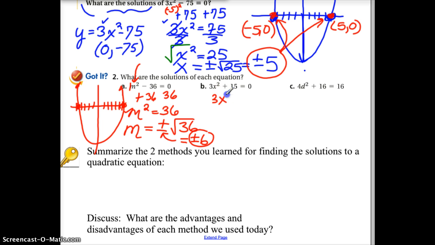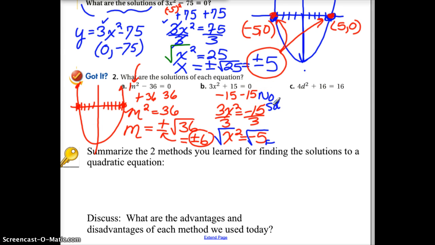I get 3x squared plus 15 equals 0, and all the work here. I would subtract 15, 3x squared is equal to negative 15, divide by 3, divide by 3, I get x squared is equal to negative 5. Now right here, when I take the square root of both sides, you can't square root negative numbers. This is not a valid operation because there's no number that when you multiply it by itself, you get a negative. So what that means is this has no solutions.